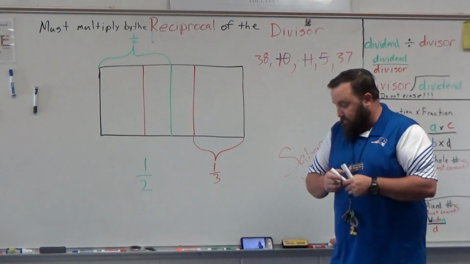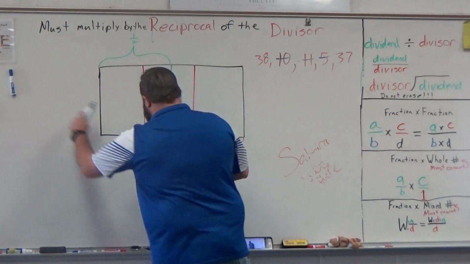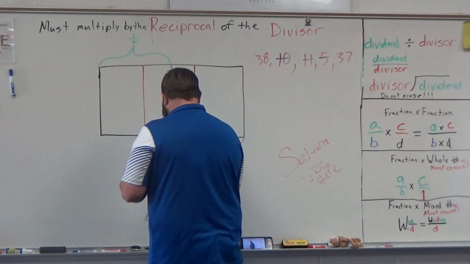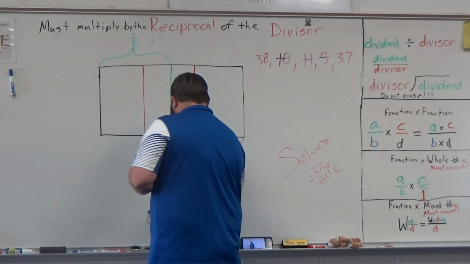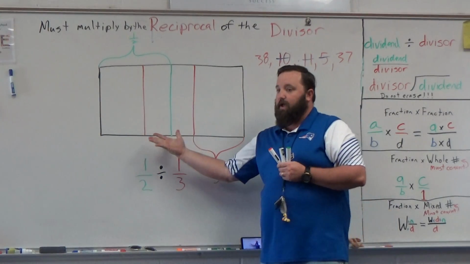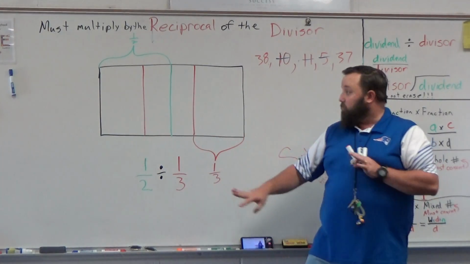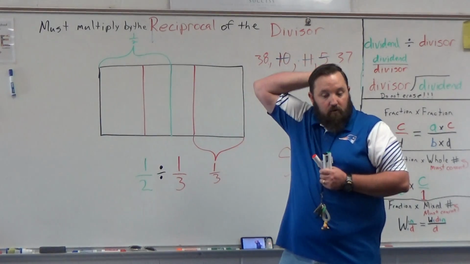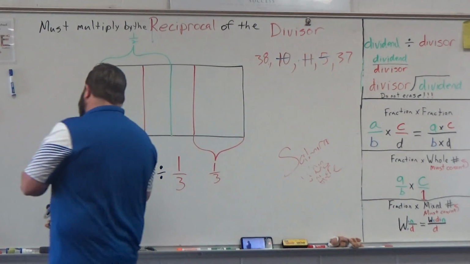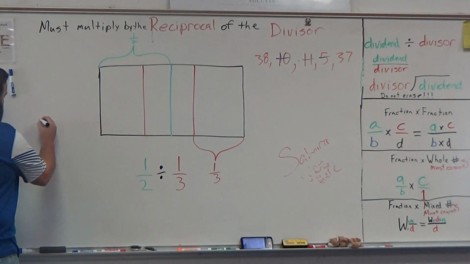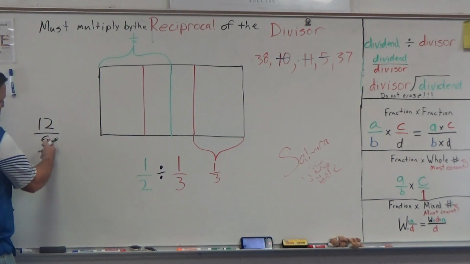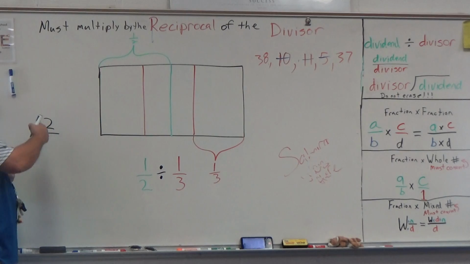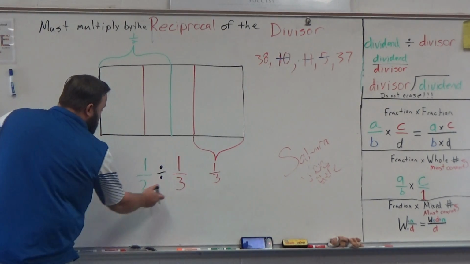And what we're asking is what is 1/2 divided by 1/3? So my dividend is 1/2. That's what I have. So how many thirds are in that 1/2? Think about it when we're simplifying fractions. If I've got 12/6, I'm asking how many 6's are in 12. This is my dividend, this is my divisor. How many 6's are in 12? We talk about that all the time. How many thirds are in 1/2?